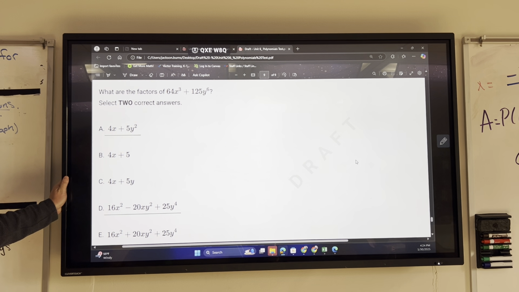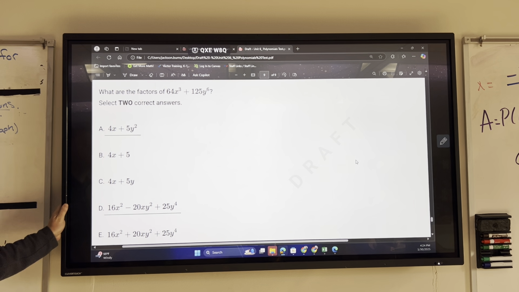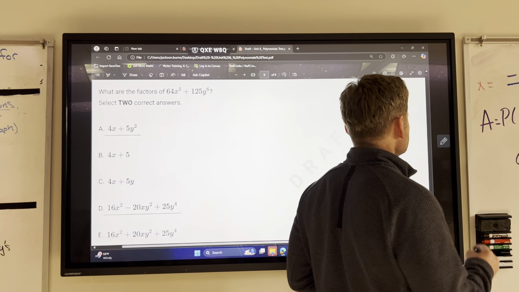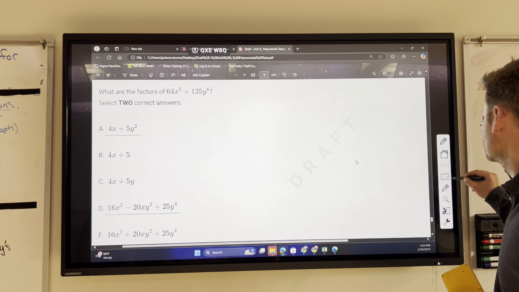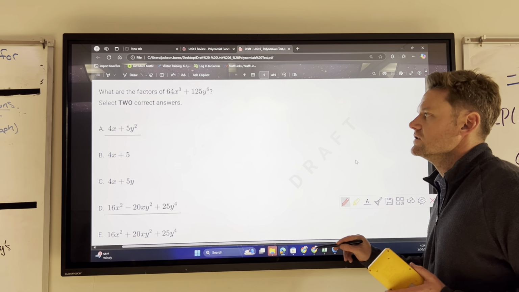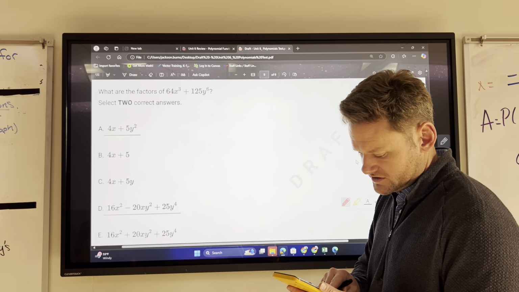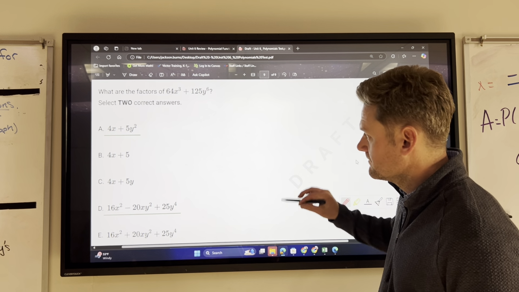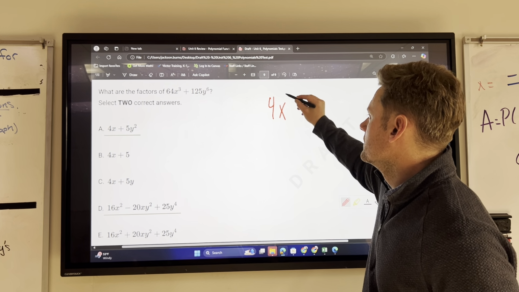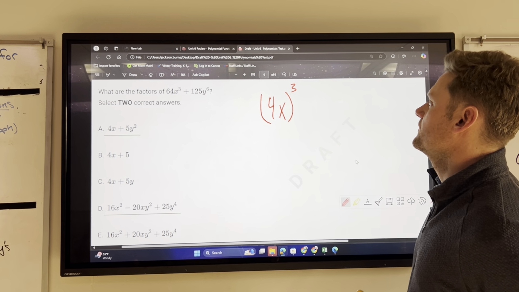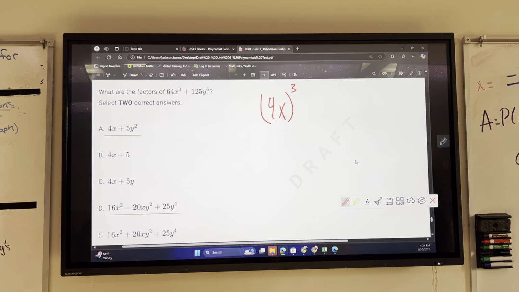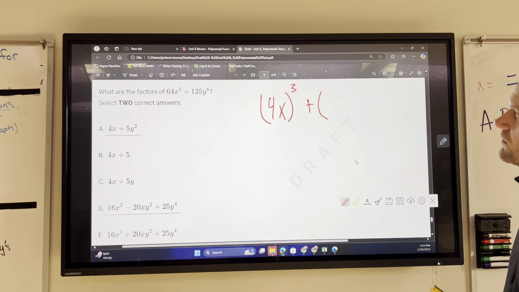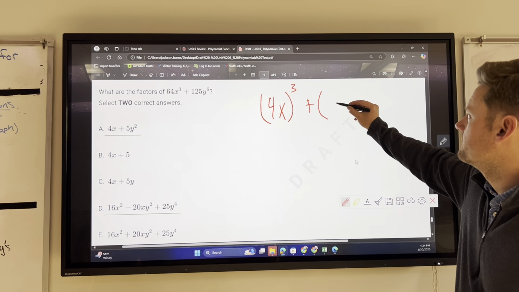All right, what are the factors of 64x cubed plus 125y to the 6th? So again, this is a sum of cubes. Well, what is 64? What's the cube root of 64? The cube root of 64 is 4, so I get 4x cubed over here plus, what is my b here? Well, 125, that's got to be 5.